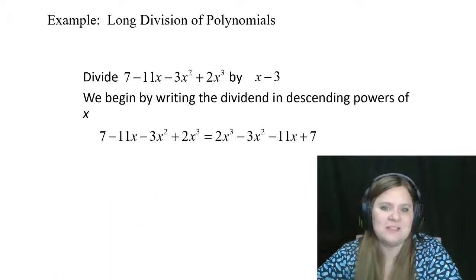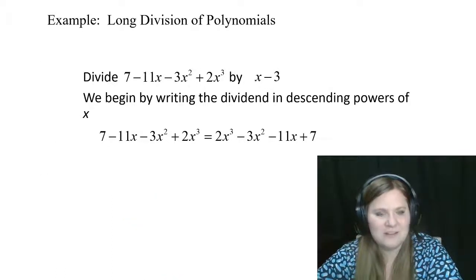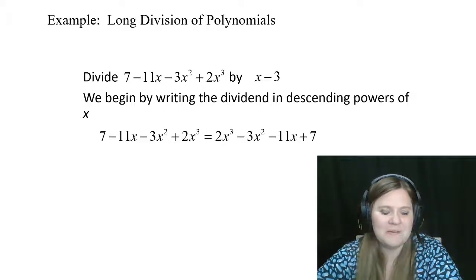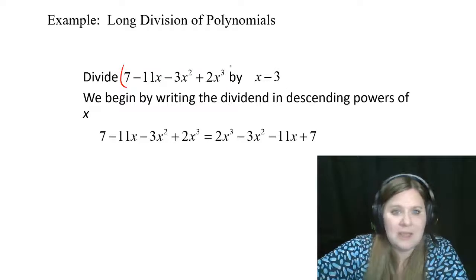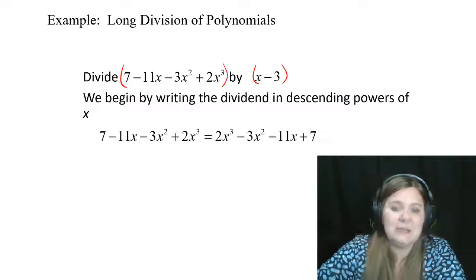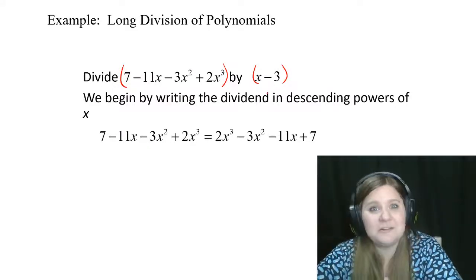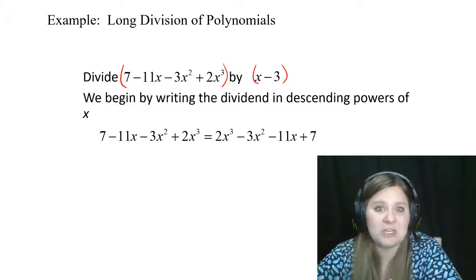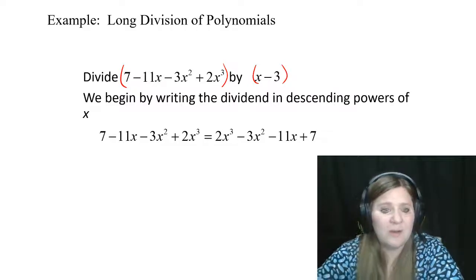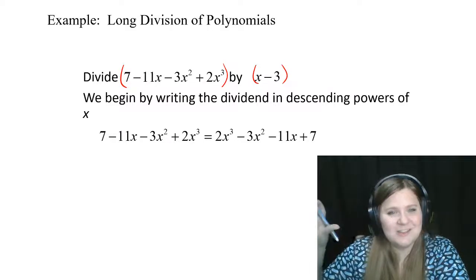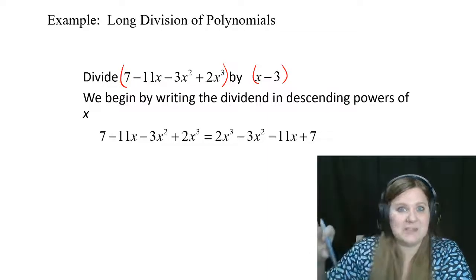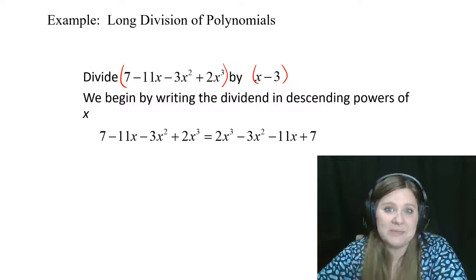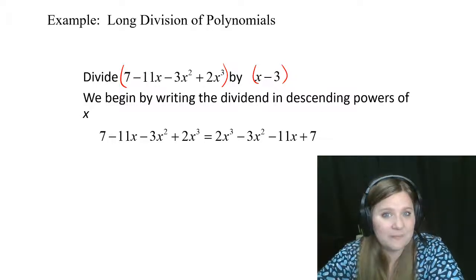So let's start by doing some long division. If we have 7 minus 11x minus 3x squared plus 2x cubed, and we want to divide it by x minus 3, the very first thing you have to do is make sure to rewrite the top of your division by order of the exponent. So you should start with the biggest exponent and work your way down.